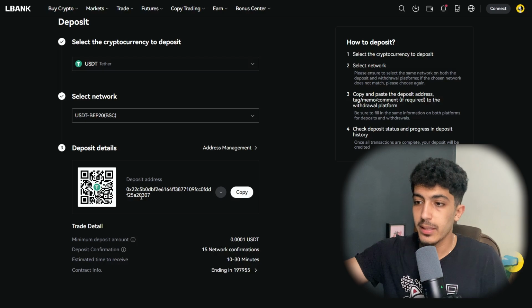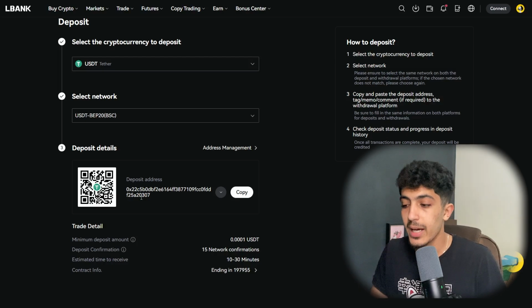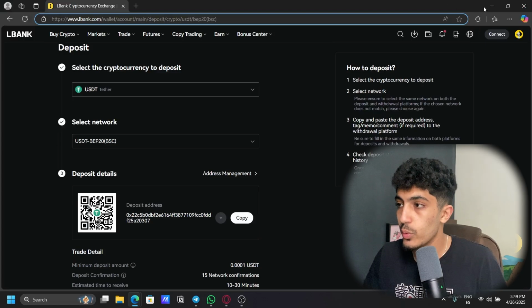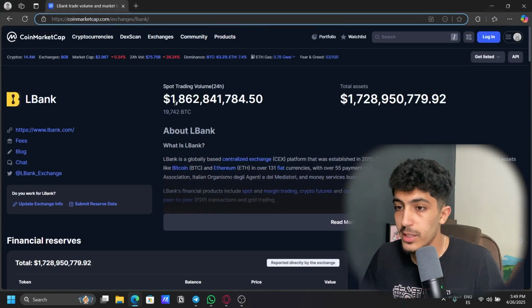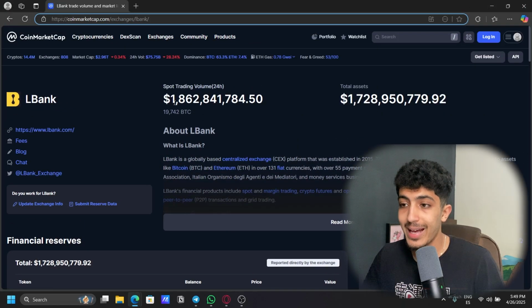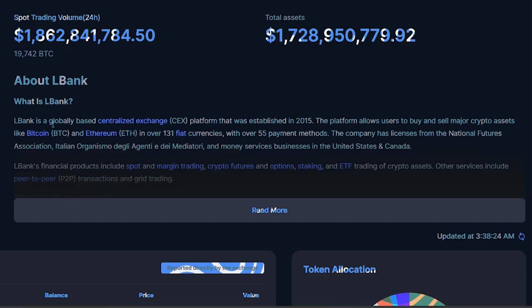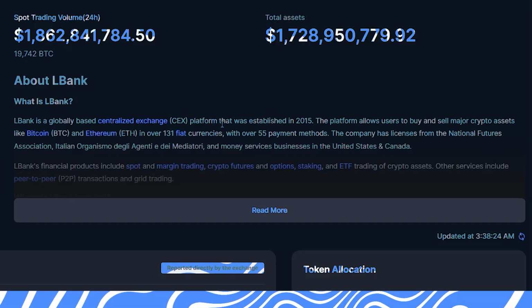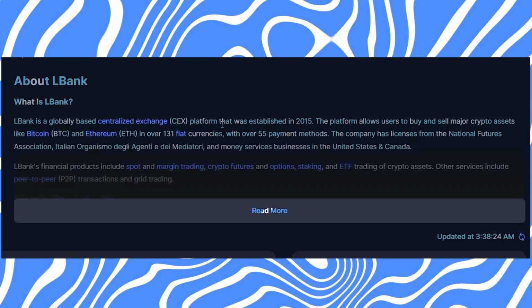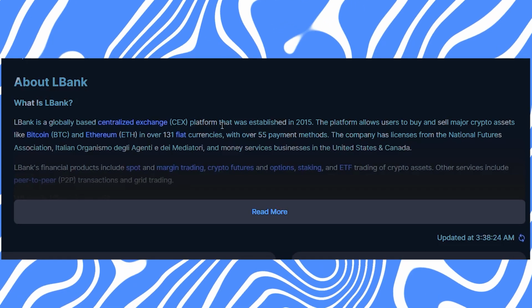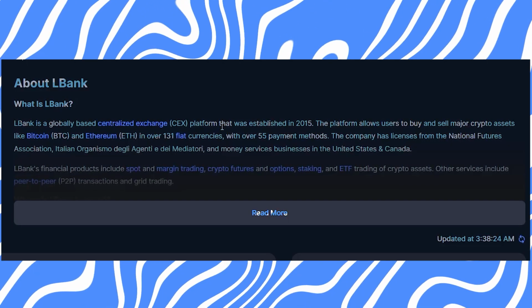And we will check the security and the reserve on CoinMarketCap to have more data about this exchange. So from here we will go to CoinMarketCap. As we see here, they have a high trading volume per 24 hours. What is LBank? LBank is a globally based centralized exchange, a CEX platform, that was established in 2015. So this exchange has over 10 years of experience.